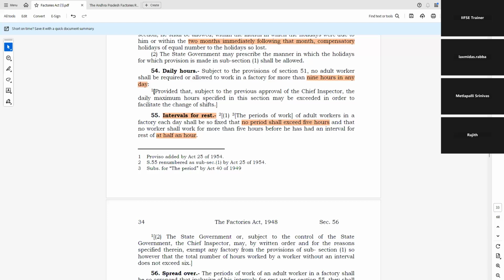Then rest intervals. So this is also very important. The periods of work of adult workers in a factory each day shall be so fixed that no period shall exceed 5 hours, and that no worker shall work for more than 5 hours before he has had an interval of at least half an hour. So for every 5 hours of work, they should get at least half an hour as a break.